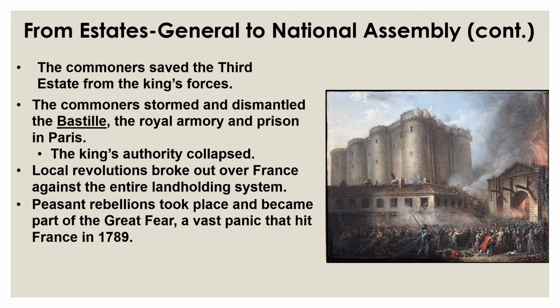The commoners that were living in the city of Paris, the working class poor, actually helped to protect the National Assembly from the king's forces when he sends in forces to try to stop them from meeting. The commoners ultimately ended up storming and dismantling the Bastille, which was a royal armory and prison in Paris. This is where the weapons would be kept, and they knew that this is where the royal forces would be headed, so they could go and get those weapons and then perhaps try to browbeat the National Assembly into giving up their revolution.